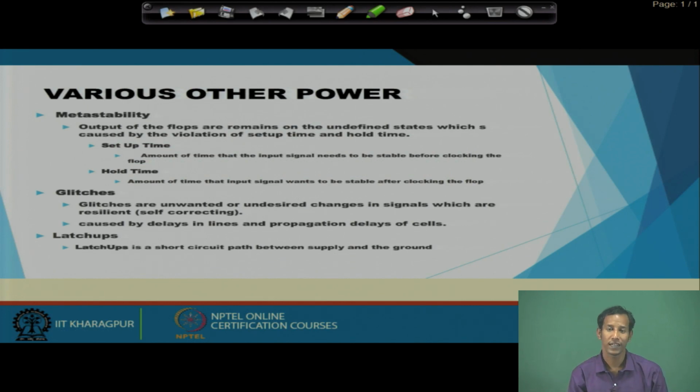Okay. Then there are various other power contributors. One of them is metastability. The output of the flops remains in an undefined state, which is caused by the violation of setup and hold. We know what setup and hold are, and how we can get a metastable state in digital systems, which we have already seen. If we get a metastable state in any digital circuit design, it can create a lot of power consumption in the circuit.